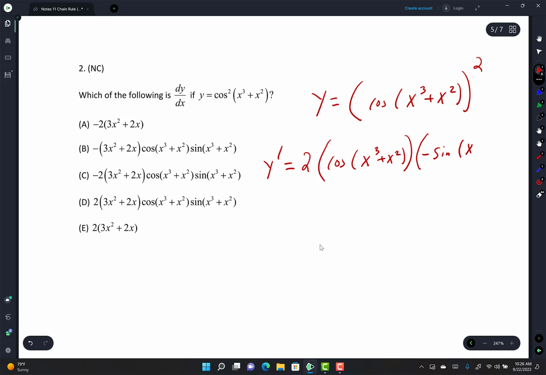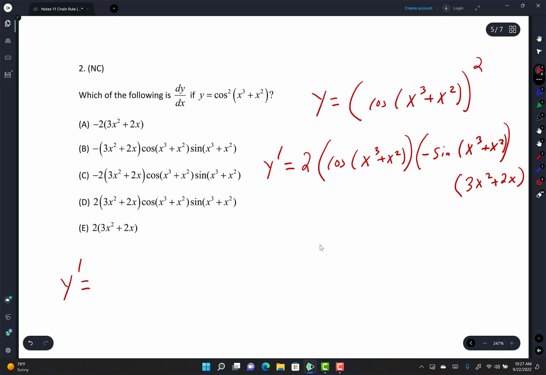Make sure you use parentheses. X cubed plus x squared, close, close. Am I done? Times derivative of that inside. I ran out of room, so I'm putting it down here. What's the derivative of x cubed? Plus. There it is. Now let's fix it and make it pretty.